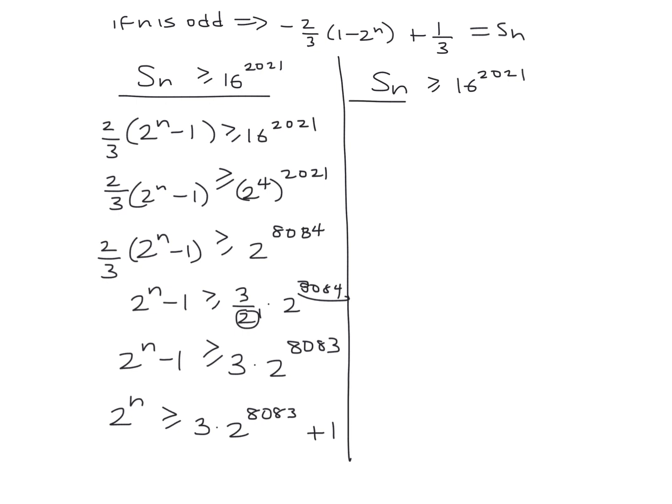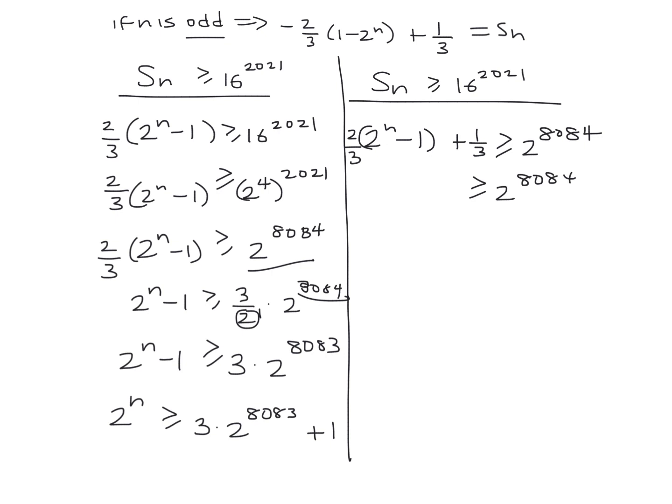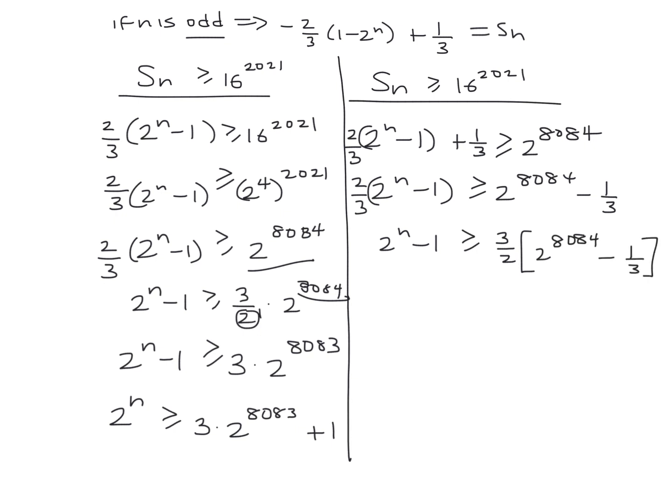Okay, so now let's do the odd part. The odd part is 2n minus 1. Again, I'm just getting rid of the negatives. Plus 1/3 this time is greater than, and I'm just going to put this in right in the beginning because you guys know what I'm doing. And then let's see, what am I going to do here? Oh, I'm going to put it on the other side. So 2 to the 8084 minus 1/3. And then this is 2n minus 1 and then 2 over 3. Let's put the 3 over 2 over here. And then we have 2 to the 8084 minus 1/3, like that.